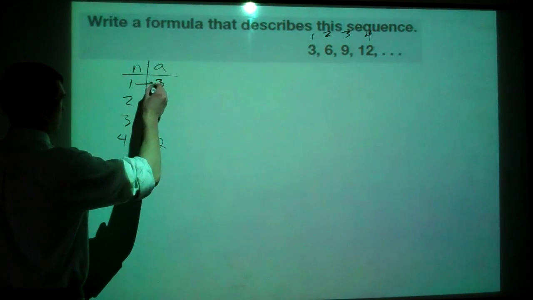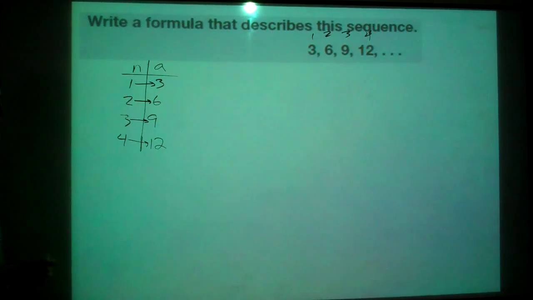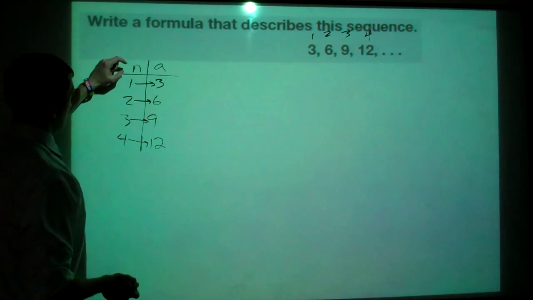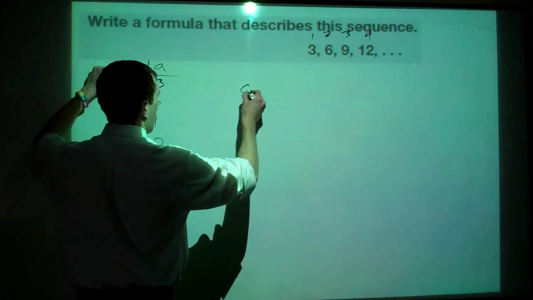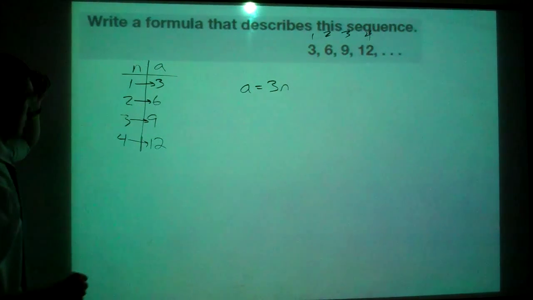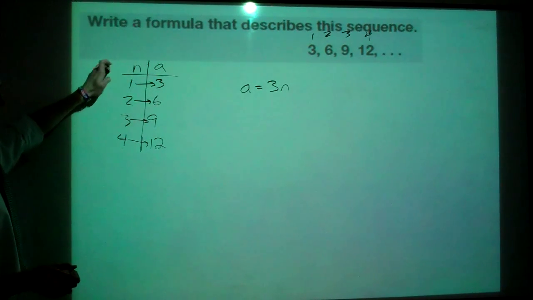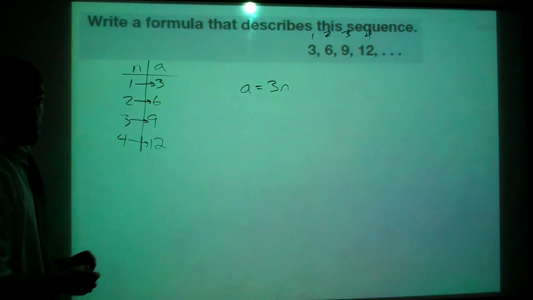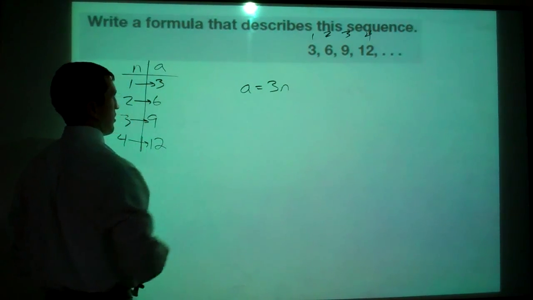So what are we doing from here to here? We are actually multiplying by 3. So it looks like A is going to be 3 times whatever N is. This was the actual term, this was the number of the term. So whatever the number of the term is, A should be 3 times that number.